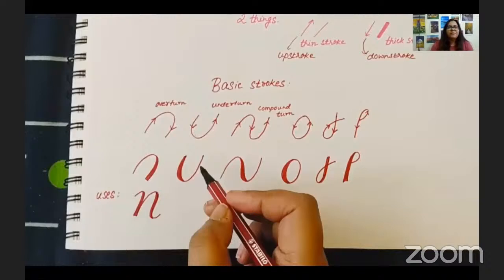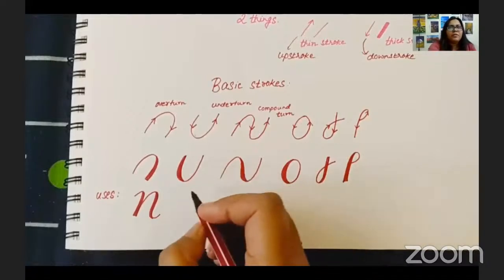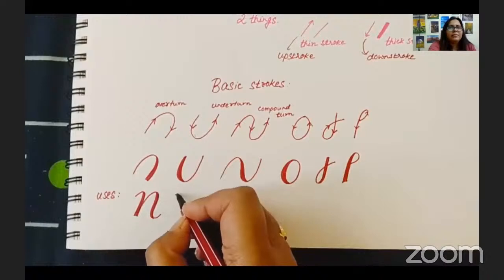Okay. So when we are moving like this, once my hand went down, up and down. That is how the letter N is formed. Next, let us see where we are using the underturn. Let us write another letter.